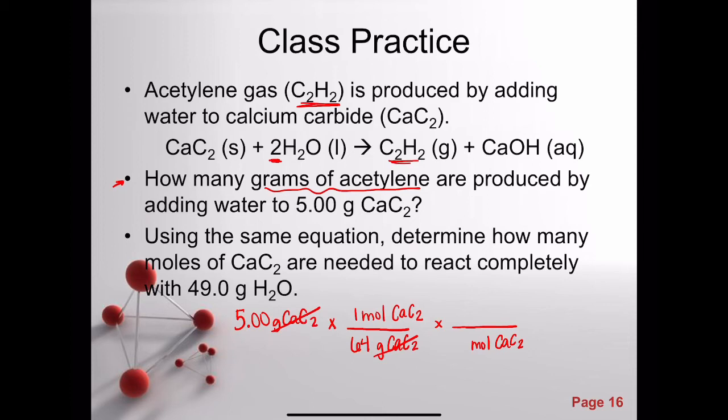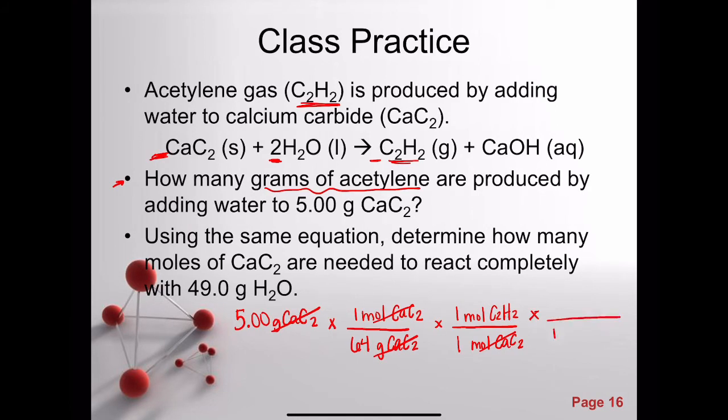And we're trying to get to our acetylene. So there's 1 mole of calcium carbide since our coefficient here is 1, and there's only 1 mole of acetylene. Okay, so that's our mole ratio there. All right, and that's going to allow us to cross this out.